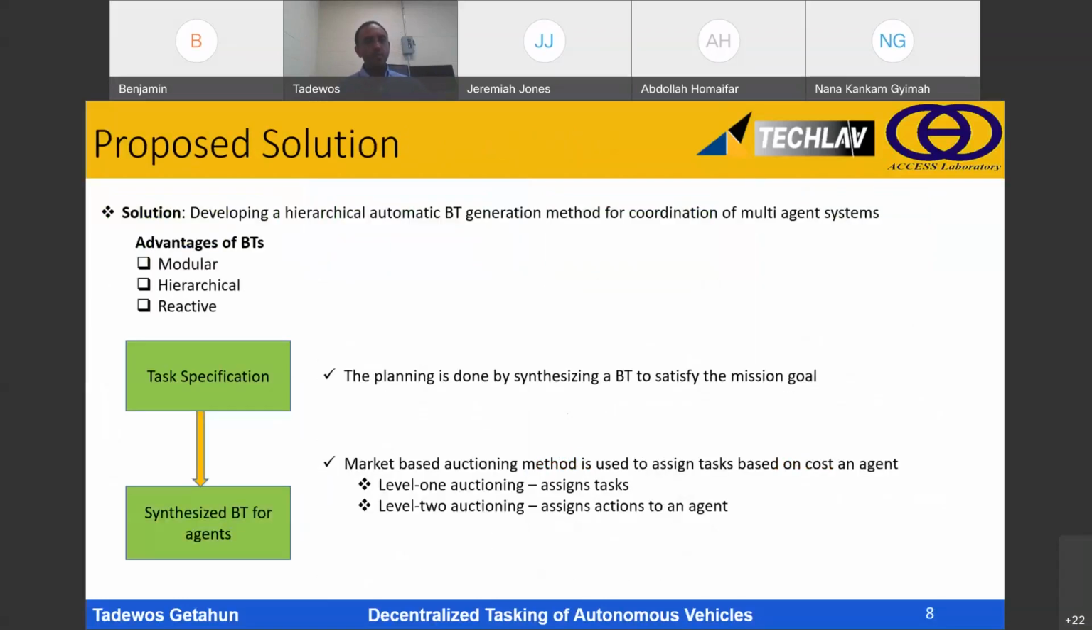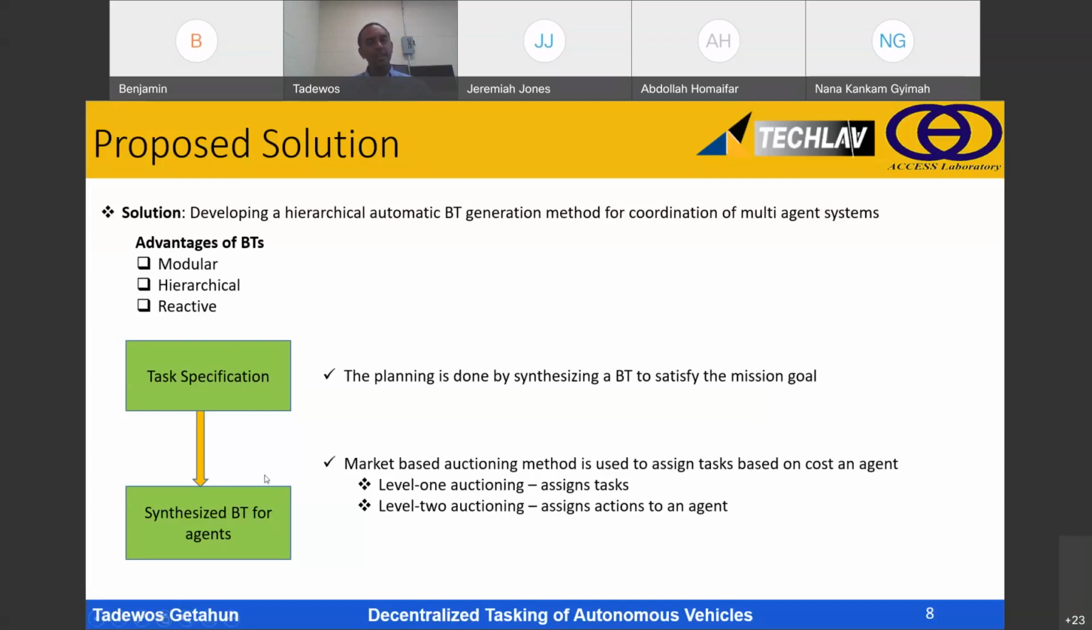So our proposed solution is to develop a hierarchical automatic behavior tree generation method for coordination of multi-agent systems. We use behavior trees because they are modular, hierarchical, and reactive. I will discuss these properties later. The idea is we have a task. From the task, we want to generate a behavior tree, which is a plan. For the task, we generate a sequence of actions, or a plan, based on the behavior tree.